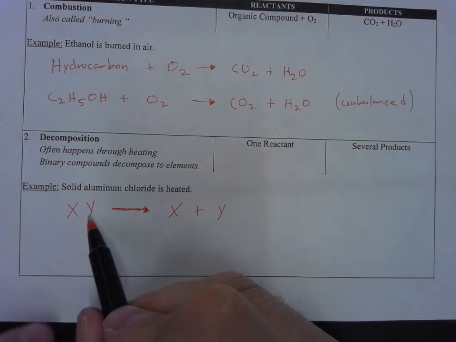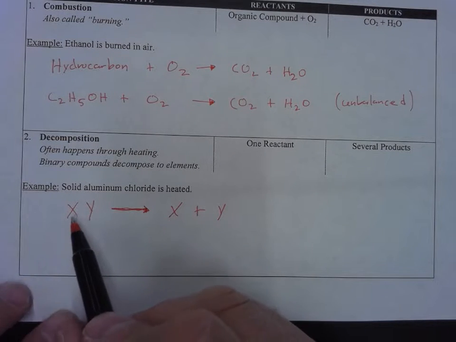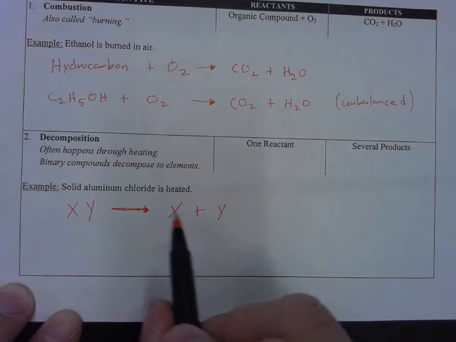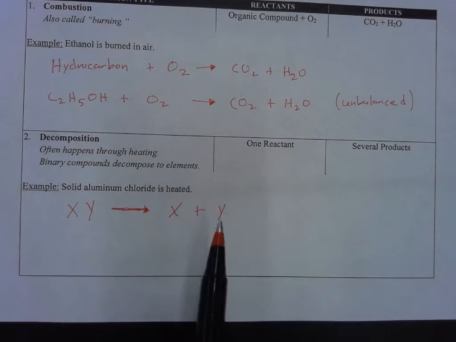Now this Y could also be a polyatomic ion like sulfate or phosphate. It could be something like that as well. All right, but a decomposition reaction always takes this form right here. XY yields X plus Y. In other words, it breaks apart, it decomposes.